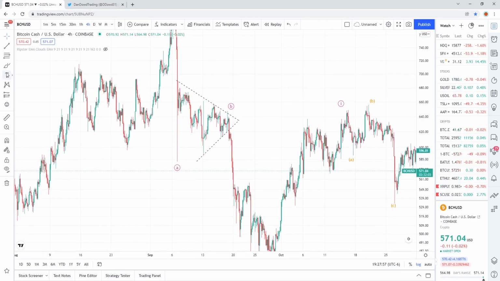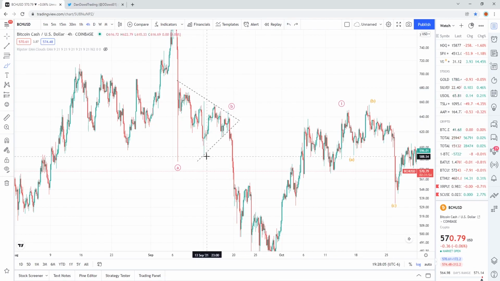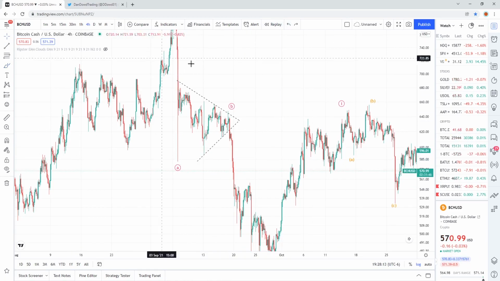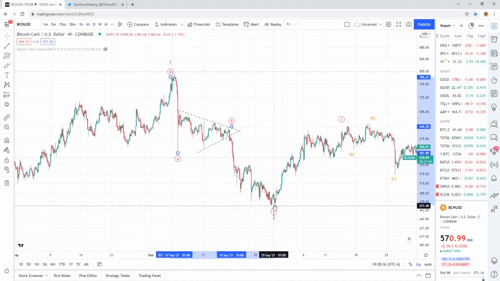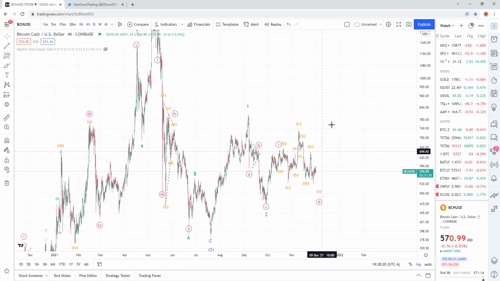Now, within a regular triangle, there is a B, C, D, E structure, and this is just a regular contracting triangle, meaning that this B wave right here stayed above the origin of that A wave. And then after that minute wave B corrected, it went on to set minute wave C to finish off minor 2, meaning that it is going on to set minor wave 3.